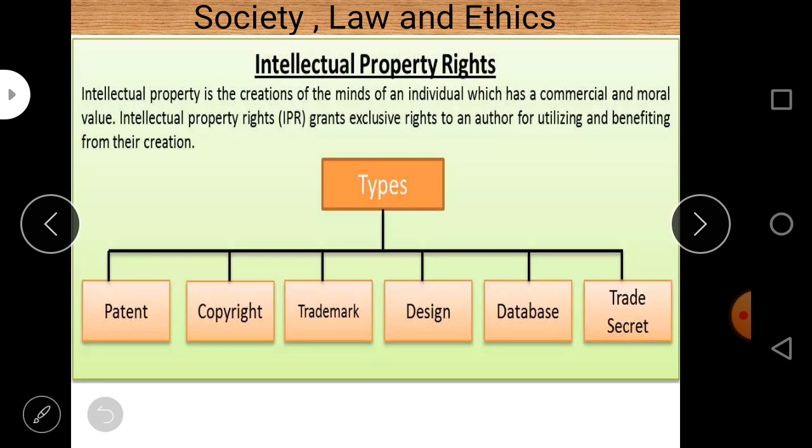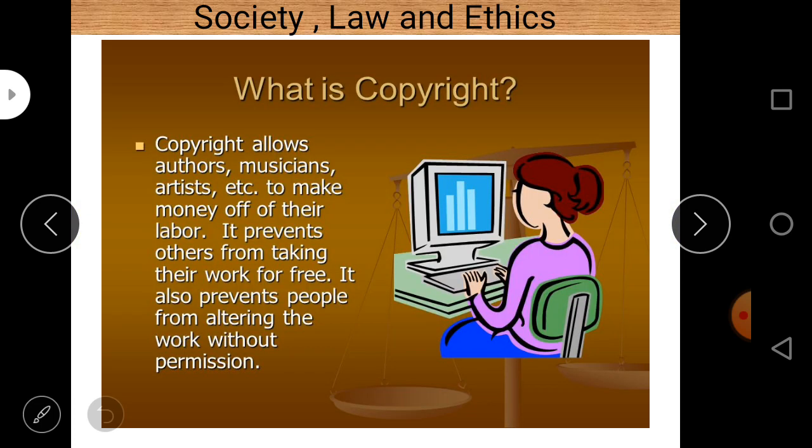And the important question regarding intellectual property rights is what is the difference between patent and copyright? And sometimes it is also asked in examinations what do you mean by trademark? So patent, copyright, and trademark are three important topics regarding intellectual property rights. So let us take a quick revision of all these three topics. First of all, what is copyright? As the name suggests, copyright basically allows authors, musicians, artists, etc. to make money off their labor. It prevents others from taking their work for free. It also prevents people from altering the work without permission.